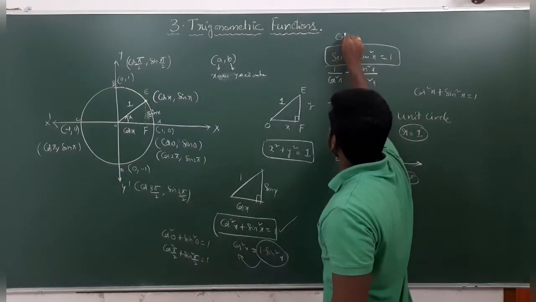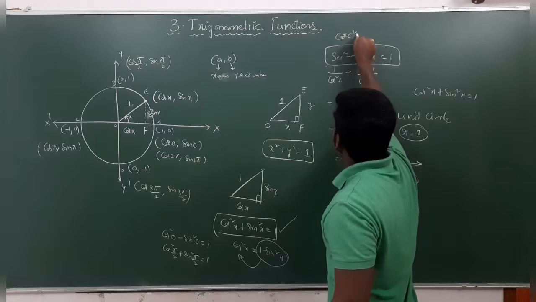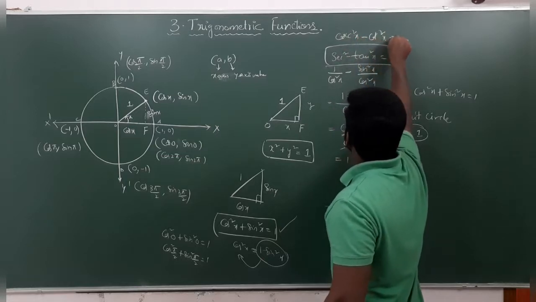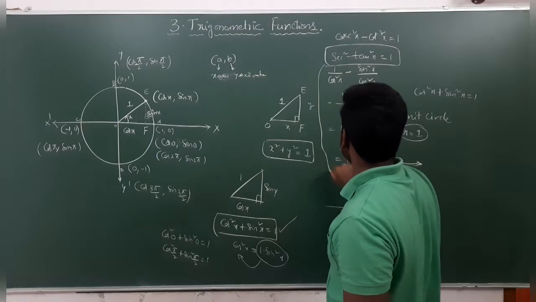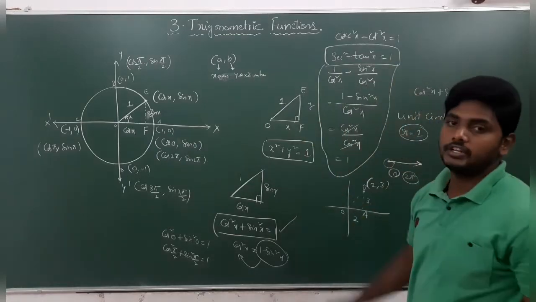Next we can also verify cosecant square x minus cot square x is equal to 1, again with this same method, right? So pause the video and note it down.